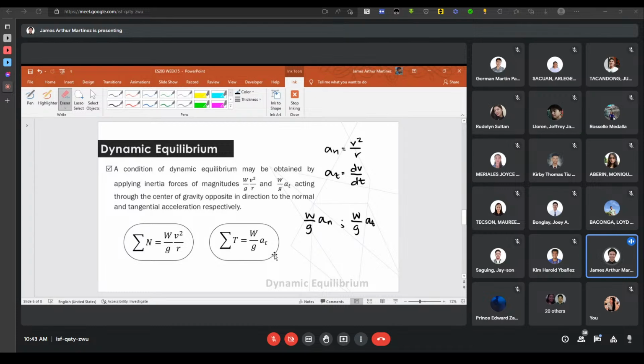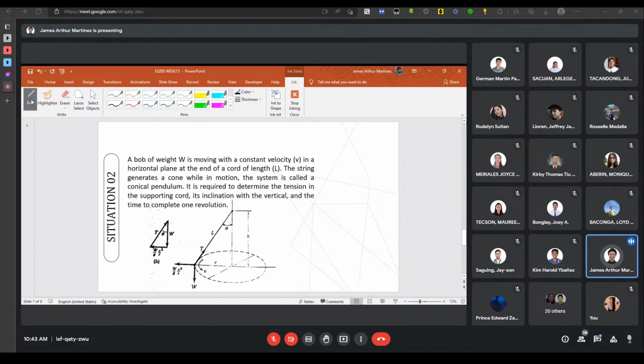So, to illustrate or to apply this concept, let's take a look at sample problem number 2, situation 2. You have a bob of weight W moving with a constant velocity V in a horizontal plane at the end of a cord of length L. The string generates a cone while in motion.